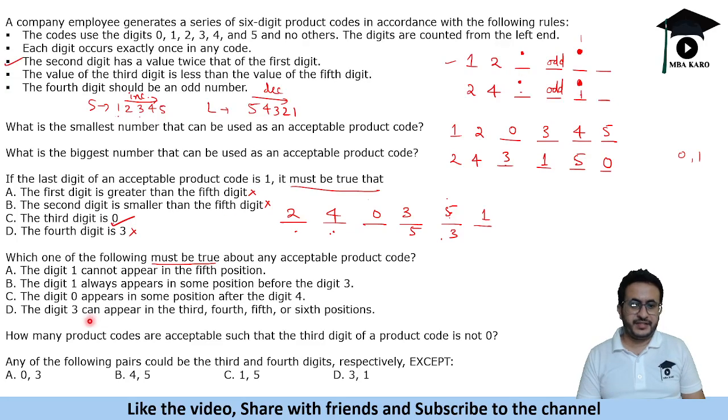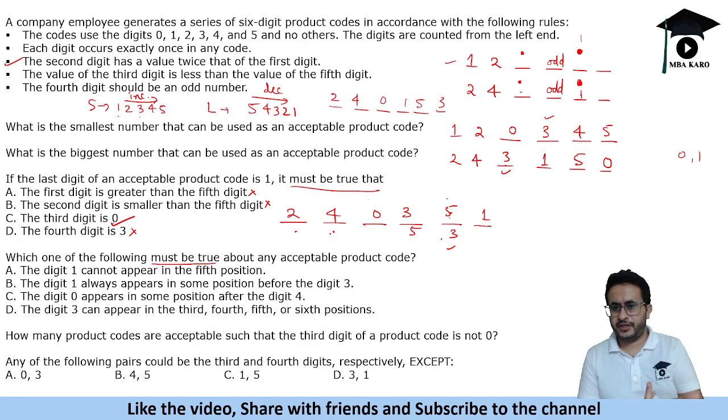The digit 3 can appear in the 3rd, 4th, 5th or 6th positions. So digit 3 can appear in all positions. We have seen it in the 4th position, in the 3rd position, and in the 5th position also. Let us make a case wherein it is present in the 6th position. So we put 3 here. Let us make 2, 4, and then put 0, 1, 5, 3. So quite much possible. We can put 3 on any of the positions. So this statement is true.